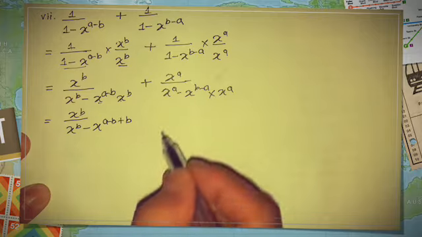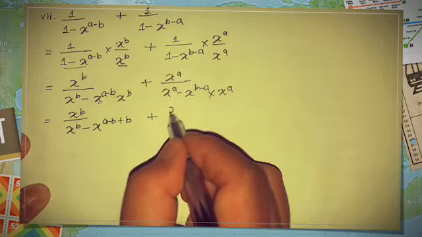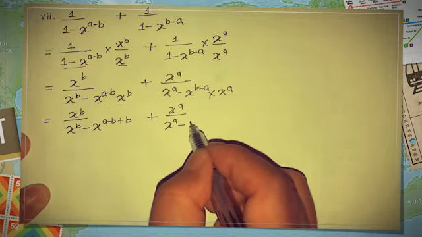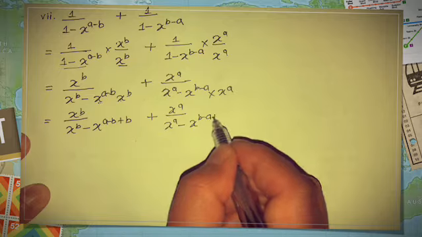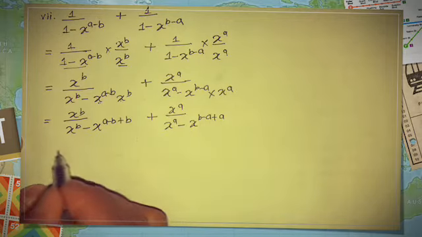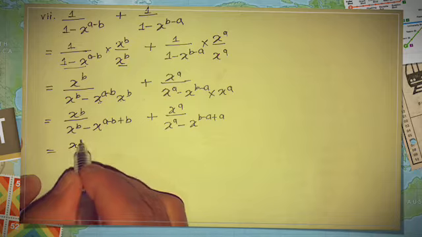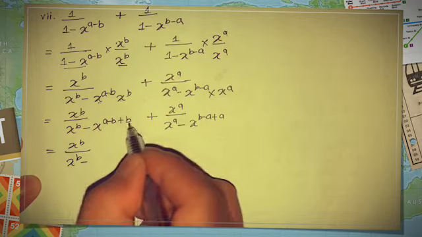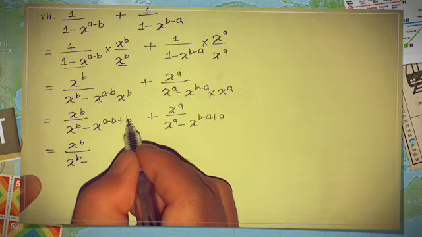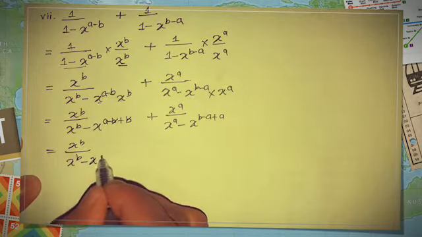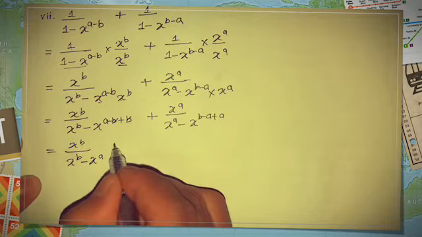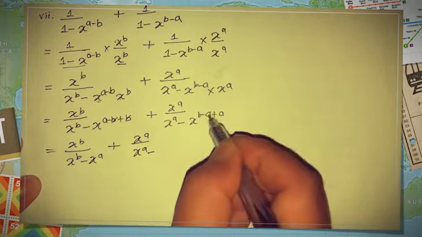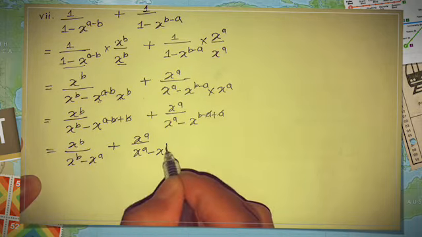Same here, x to the power a, and here x to the power b minus a plus a. So x to the power b we have here, x to the power a minus b plus b, minus b and plus b cancel, so x to the power a we have, and plus here also x to the power b minus a plus a, minus and plus will cancel, x to the power b.